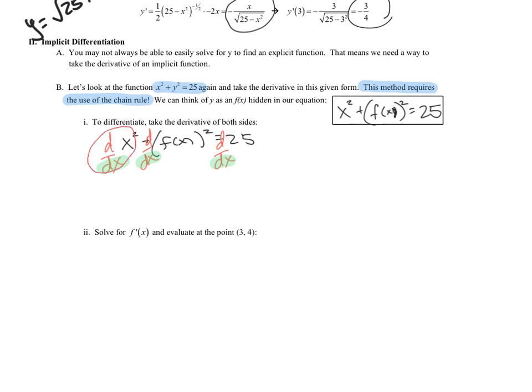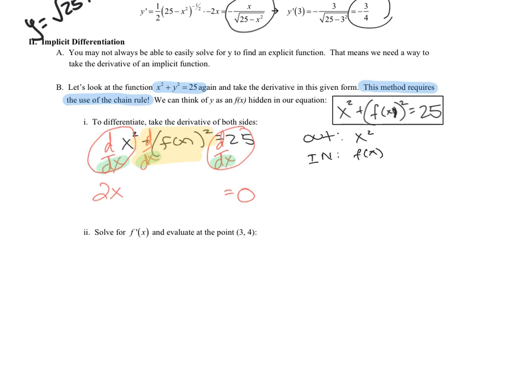Now I know how to take the derivative of x squared. The derivative of x squared is 2x. And I know how to take the derivative of a constant. The derivative of a constant is 0. But I think that I need a little bit of help taking this derivative. Well, it looks to me like I have a chain rule. It looks to me like I have an outside function, x squared, and an inside function, f of x.